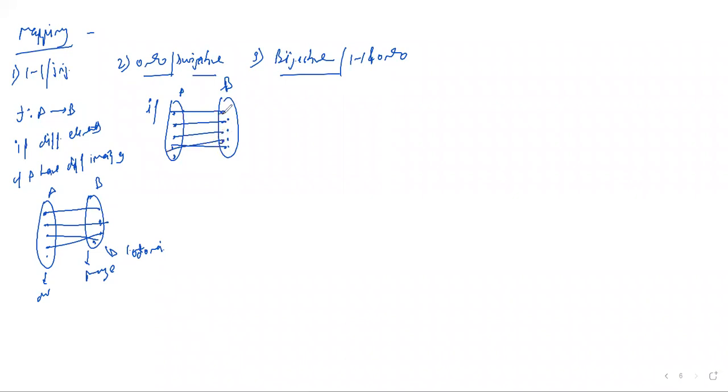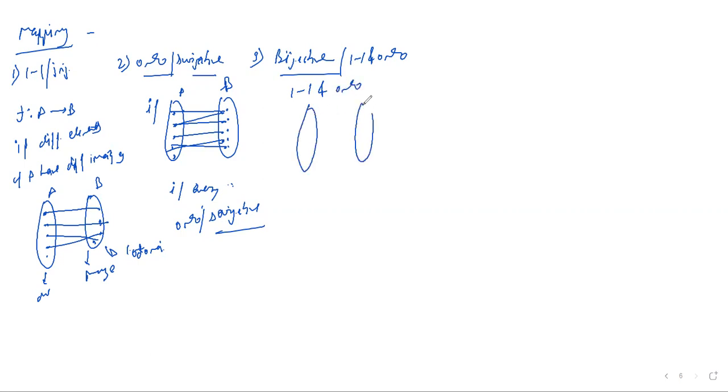Okay, sorry, if every element of codomain B is the image of at least one a belonging to A, then we say that the function is onto or surjective. Let's talk about the bijective part. What is bijective? Bijective is when the mapping is one-one and onto.